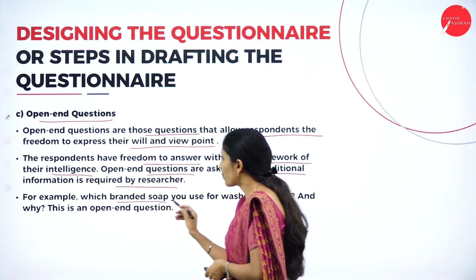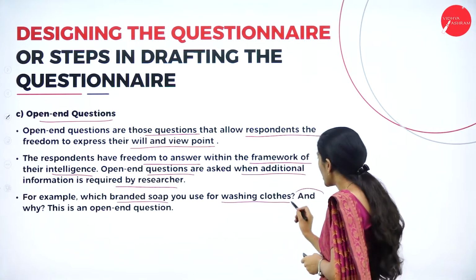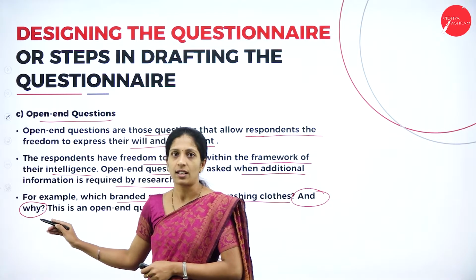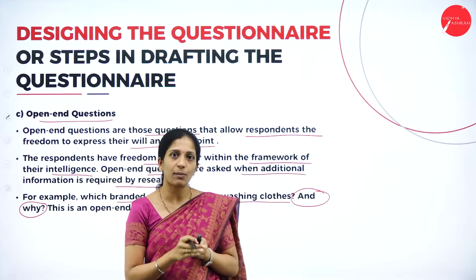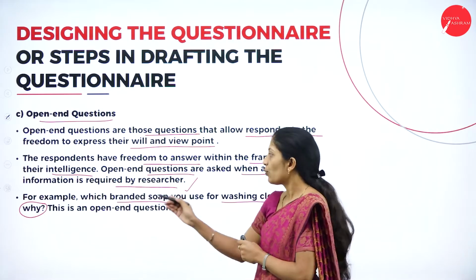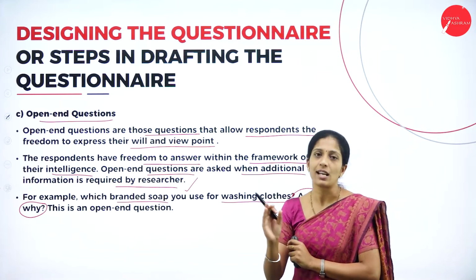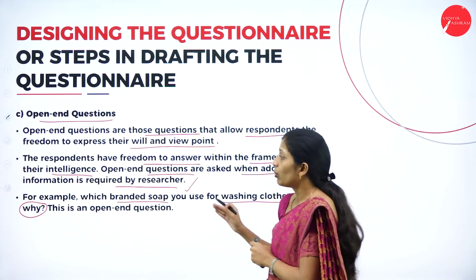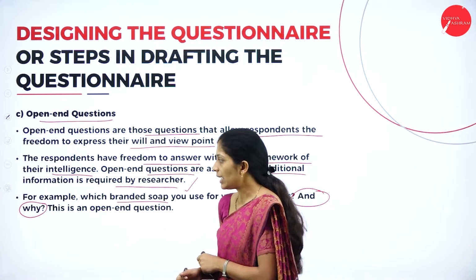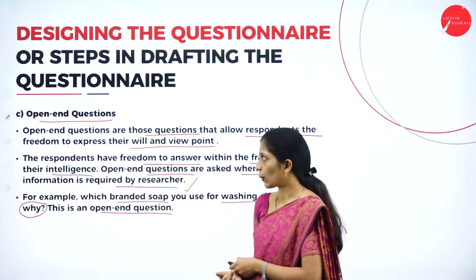For example, which branded soap do you use for washing clothes, and why? Now, "and why" is what? It is an open-ended question. They will give an enormous number of reasons. The person who tells one reason might differ from another. Here, "Which branded soap do you use for washing clothes?" is a close-ended question. You will have only limited answers; you will tell any one soap name. But "why" is a question where you have to explore your answers. That is an open-ended question. Hope you are clear with open-ended questions.